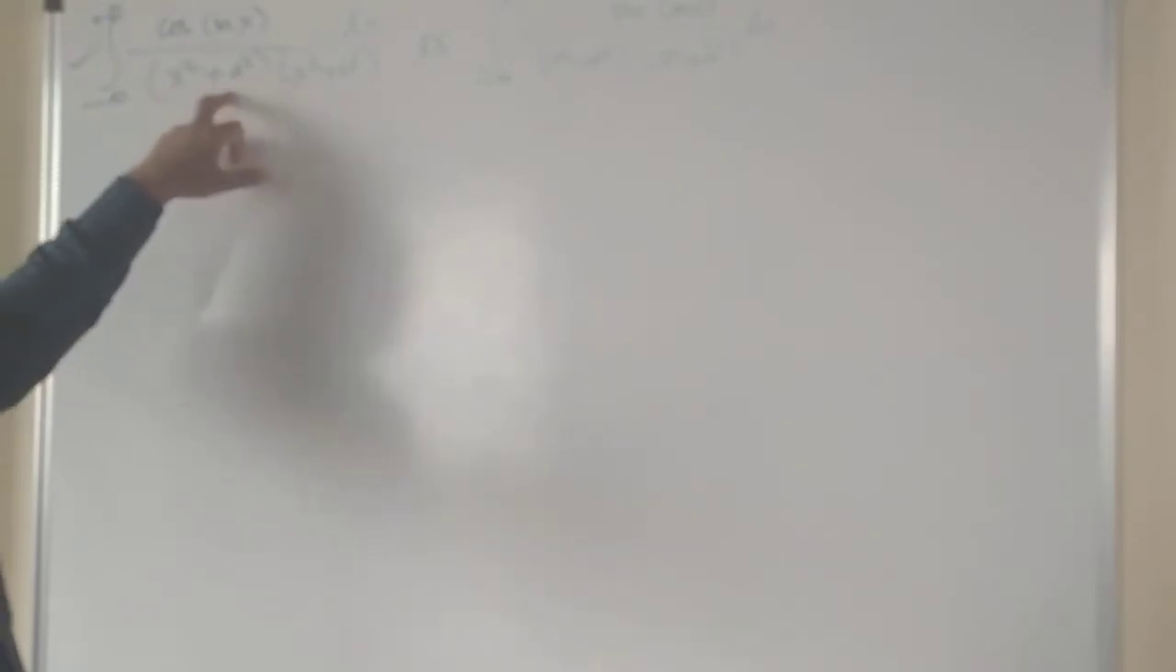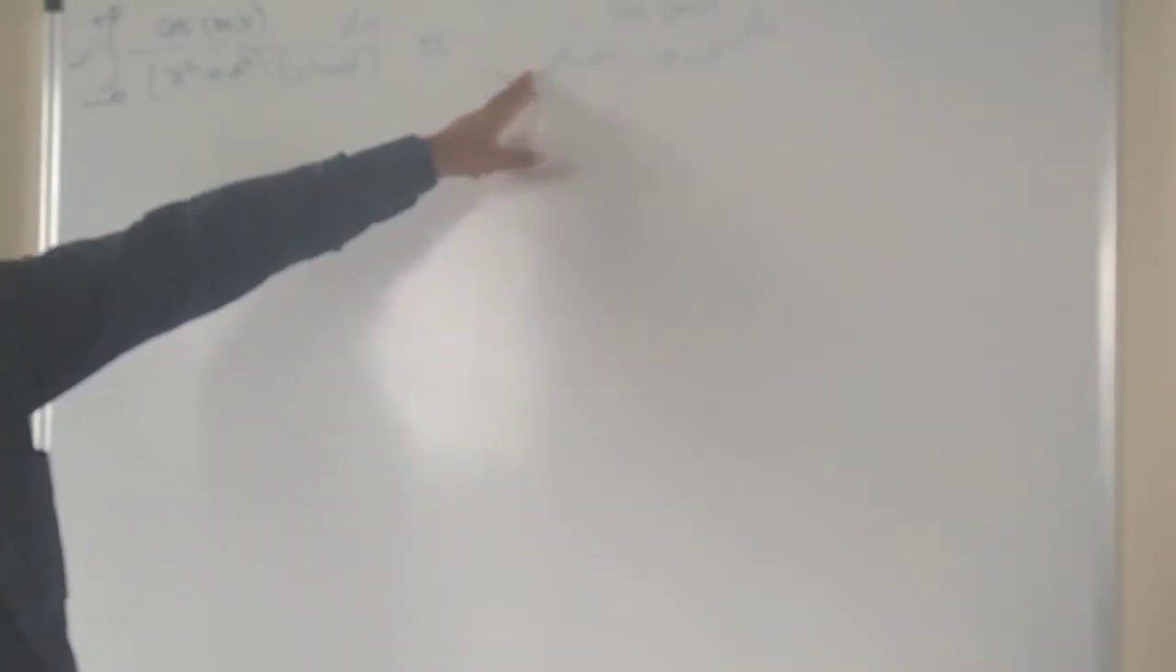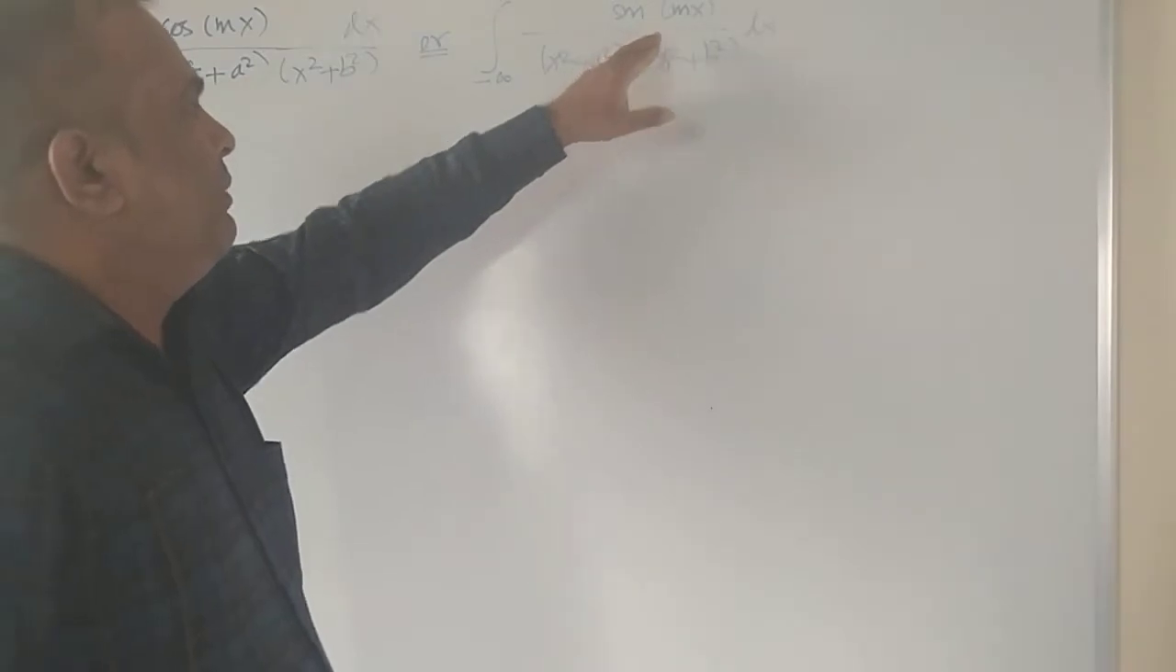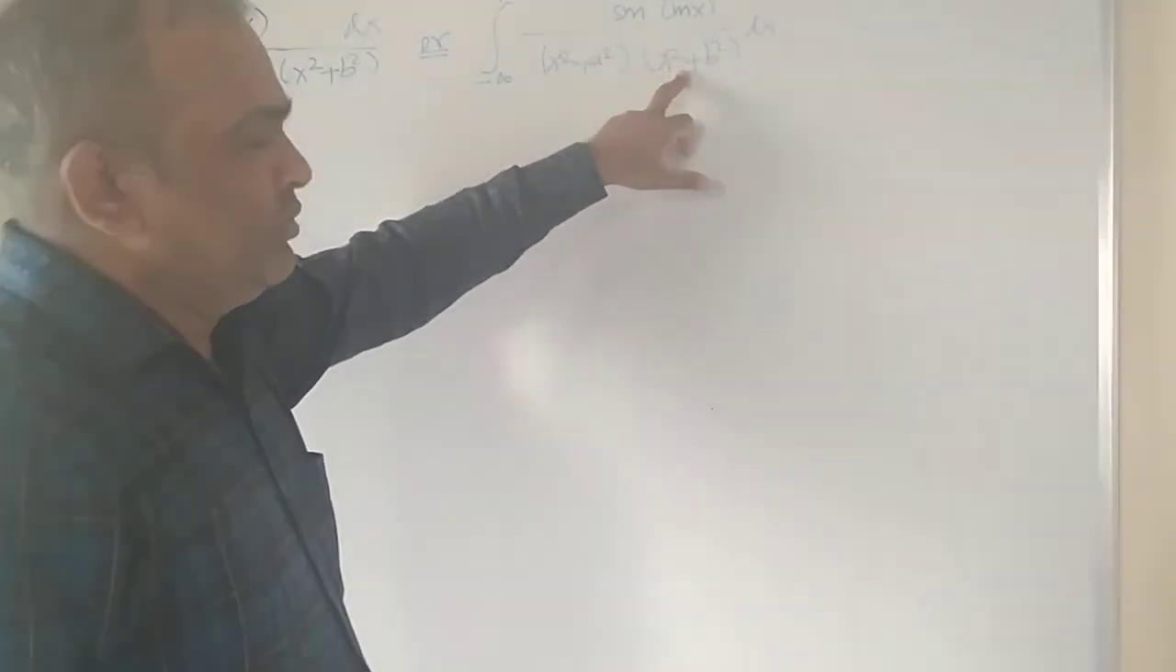This kind of problem. Now last time we considered cos of mx upon x square plus a square dx, that is the real part of e raised to i mx divided by x square plus a square dx. Now let us consider this, or solve both, right? But solving both will take very long. So let us consider only this: the integral from minus infinity to plus infinity of sin of mx divided by (x square plus a square) into (x square plus b square), right?